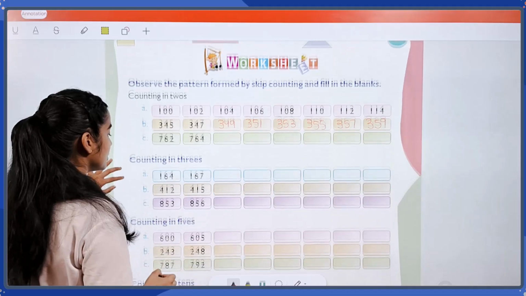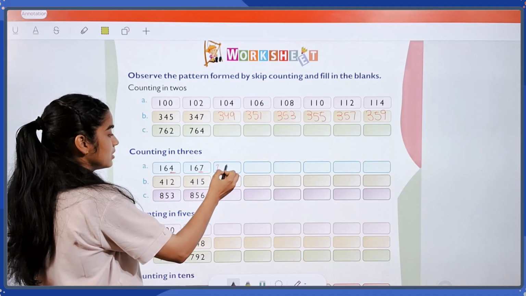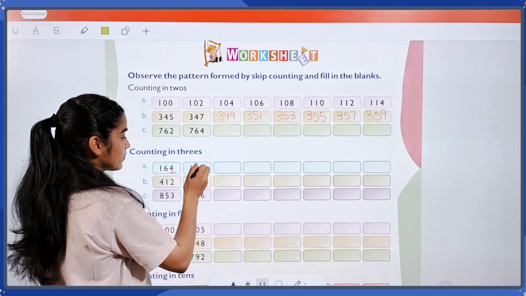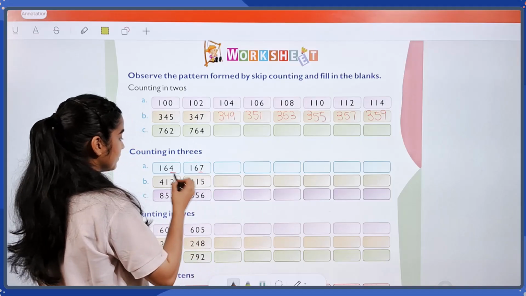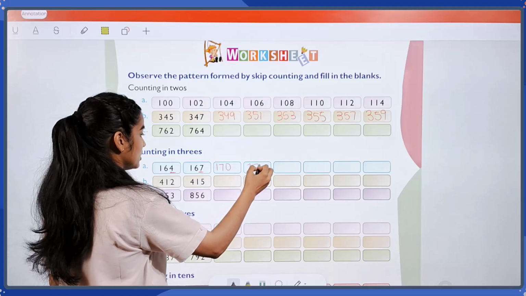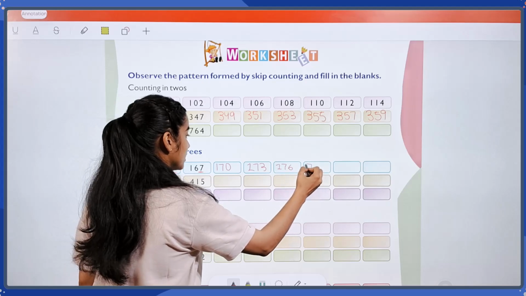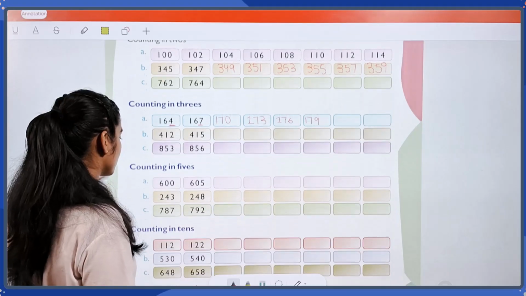Counting in threes. Now we have to count in threes. So 4, then 7. After 7, 167, 170. 170 we have, then we have 173, then 176, then 179. Okay, so in the same way you have to complete the rest of the two questions as well.